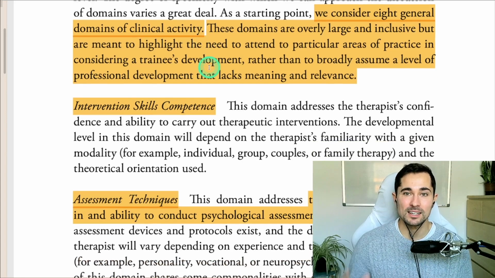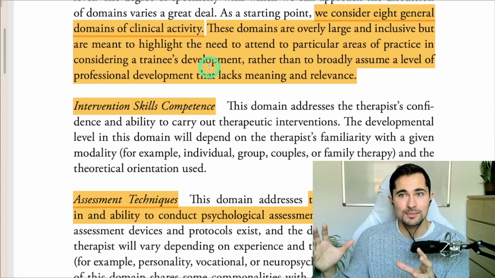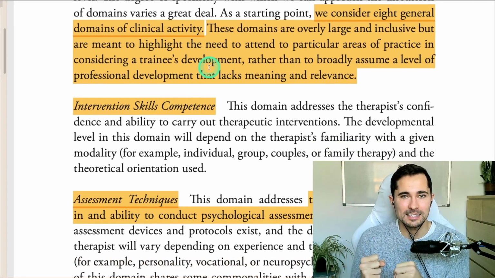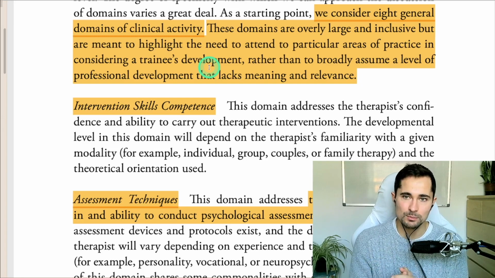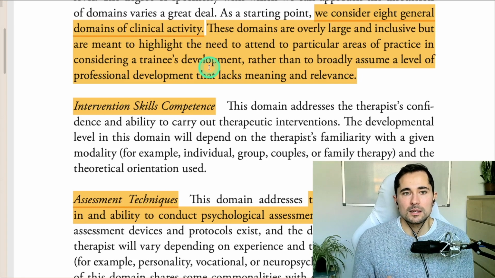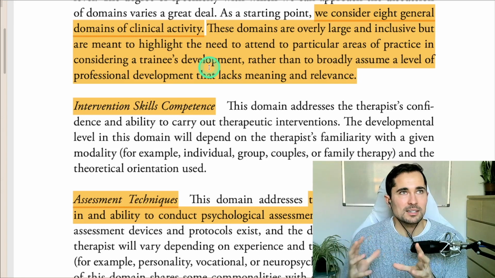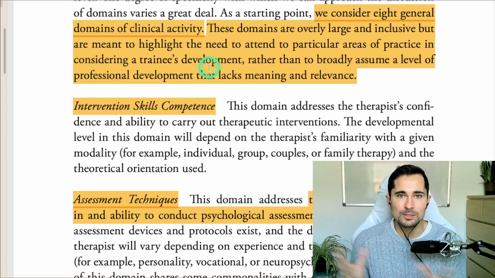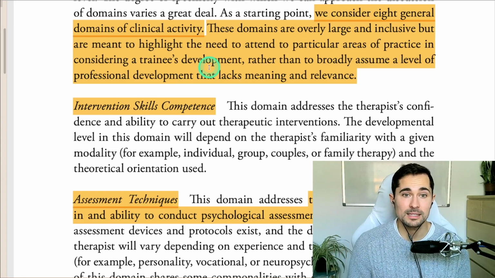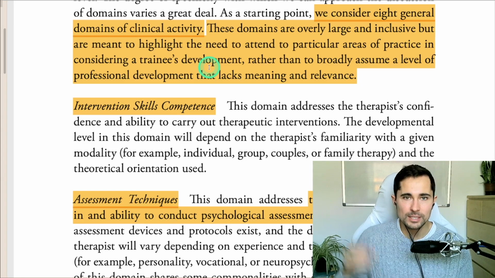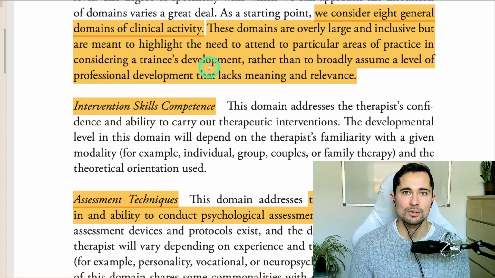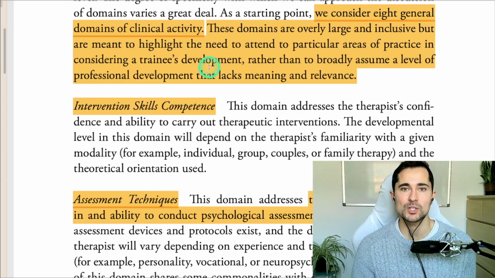These domains are overly large and inclusive, but are meant to highlight the need to attend to particular areas of practice in considering a trainee's development, rather than to broadly assume a level of professional development that lacks meaning and relevance. So they're saying that these 8 domains, they don't fully encapsulate all of what there is to be done in therapy. They're too broad for that, but they point us in directions of areas of skills and knowledge.